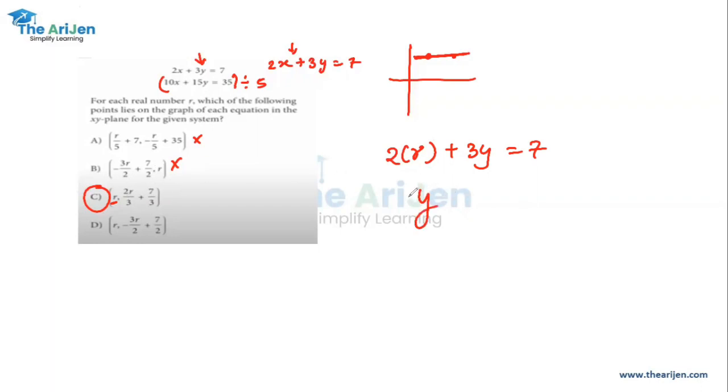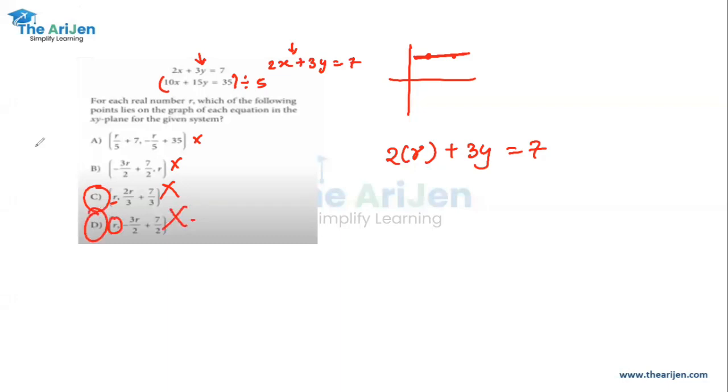For the value of y, first I will do 7 minus 2r, and then I will divide both by 3. Am I getting 7 by 3 and 2r by 3? No, I'm getting a negative value. So this option is also not there. Let us check option D also. But you can see the value of x is r in option D also, so this option also gets eliminated.